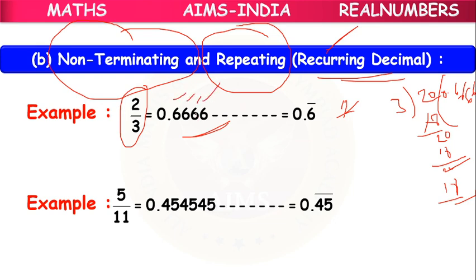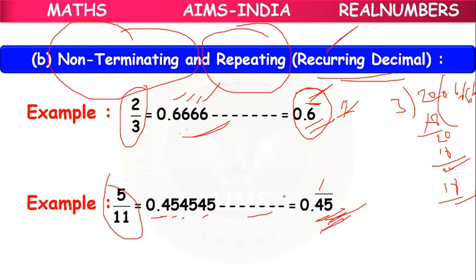The decimal is repeating or recurring, which can be expressed as 0.6 with a bar. Here the bar denotes that whatever decimal places are under the bar will be recurring. In the case of 5 by 11 also, 0.454545 and so on. Here the recurring part is 2 decimal places. In the previous case, the recurring part is only 1 decimal place, but here 2 decimal places are recurring.